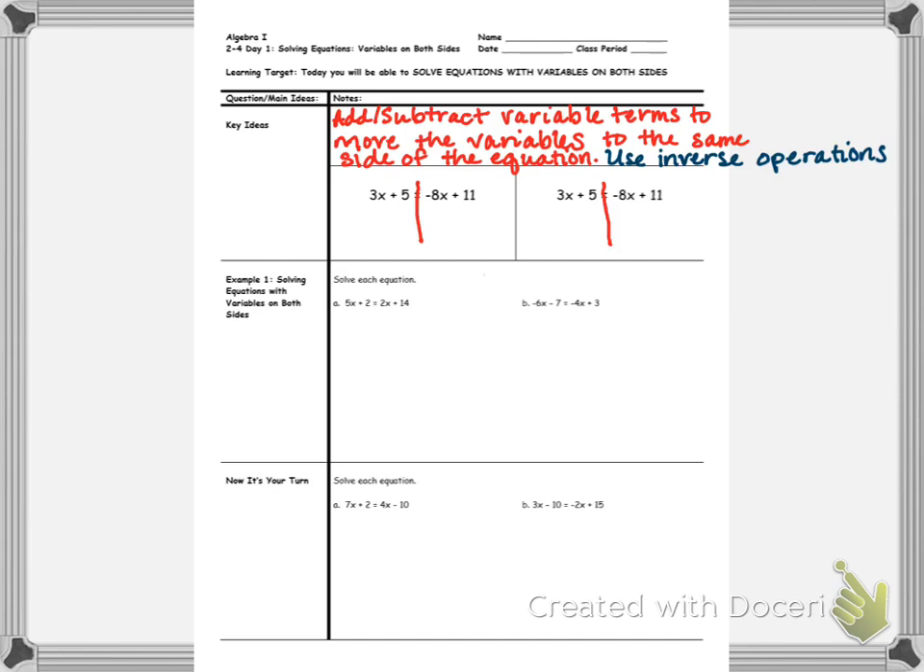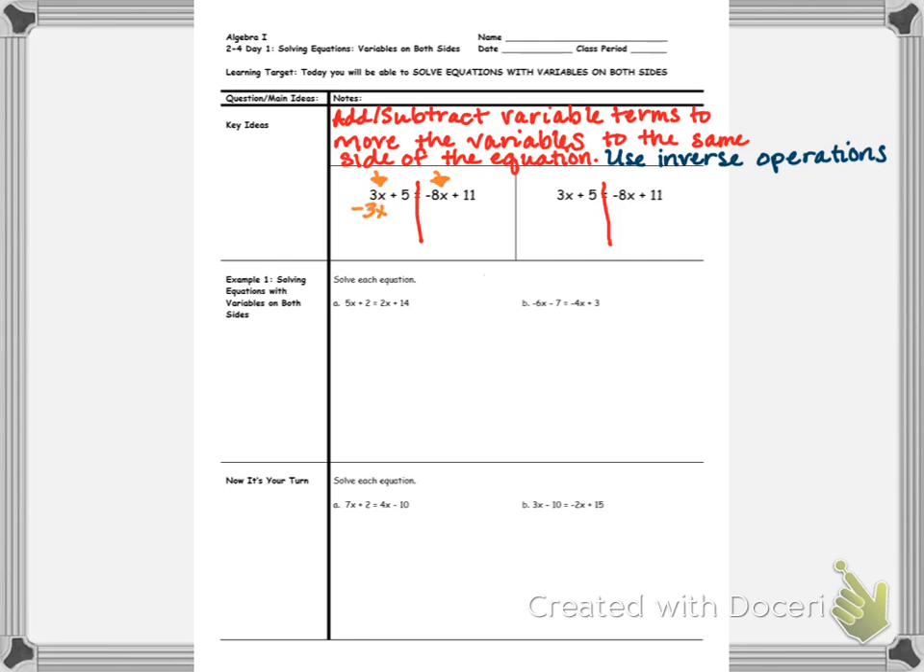So in this case, we have 3x on the left and negative 8x on the right. The good thing about moving these over is that it doesn't matter which one you pick. You can move everything to the left, which is my preference. You can move everything to the right. Or some people just look and say, which one is the smallest number? That's the one I'm going to move. But it doesn't matter. So we're going to practice this first one, and we're going to move the 3x over.